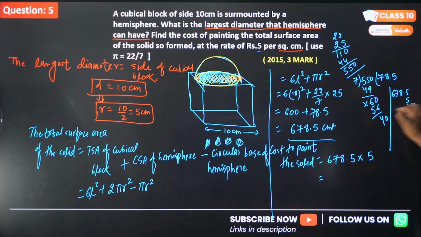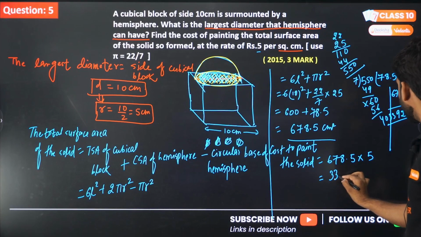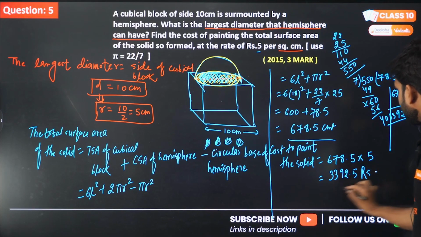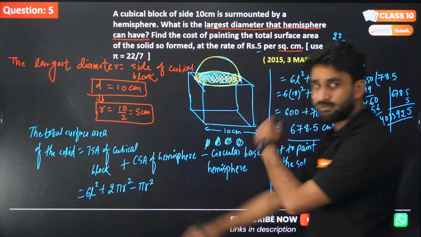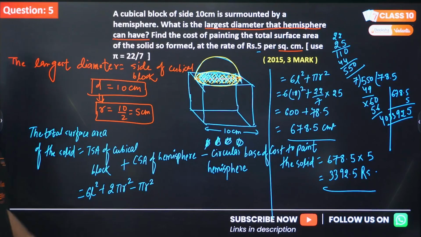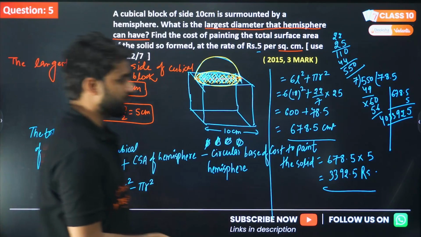678.5 into 5 will be 5, 25, 42, 2, carry 4, 35, 4, 9, carry 3, 33. So the answer will be 3392.5 rupees. This is the answer. This will be the total costing to paint this solid. I hope you have understood it. So write down the solution.